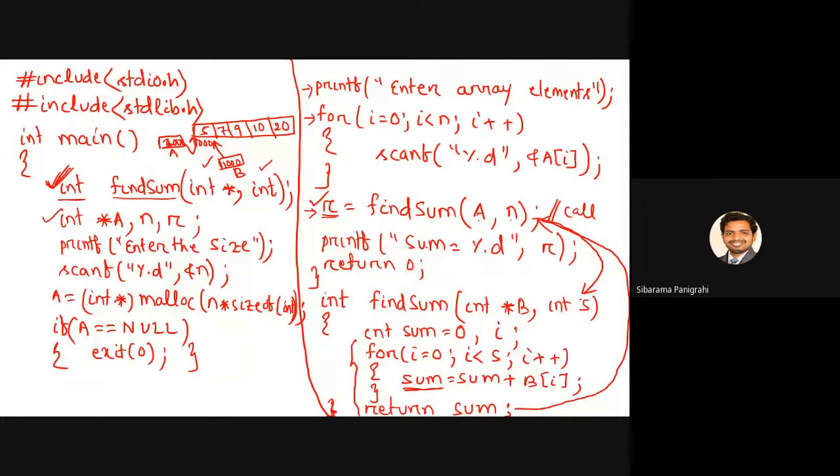Then after the sum is computed and printed, I have to free the memory location. So here I have to write free a. The memory that I have allocated dynamically can be freed, right? So all of you have understood how to allocate memory dynamically, how to pass an array to a function.